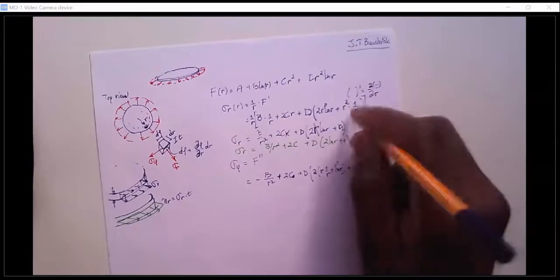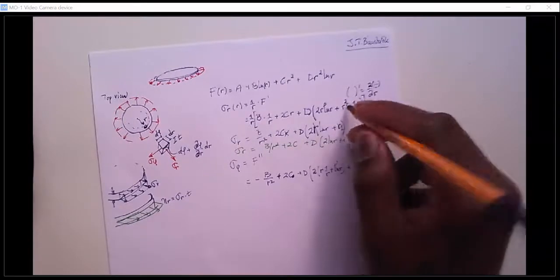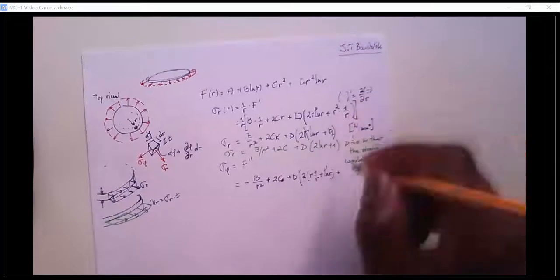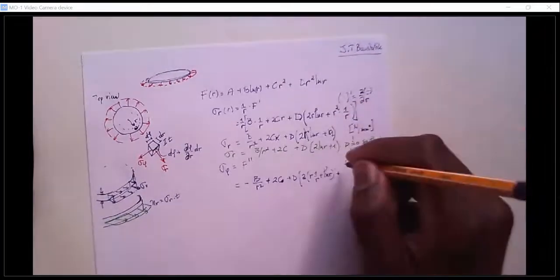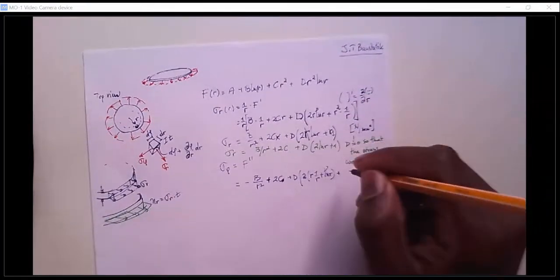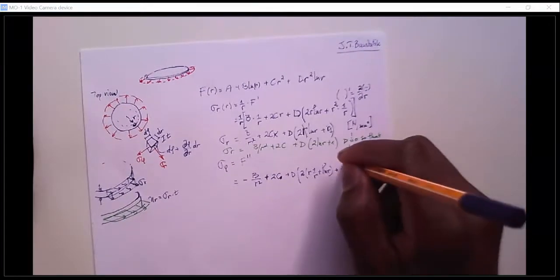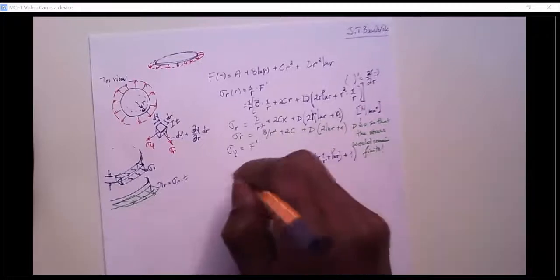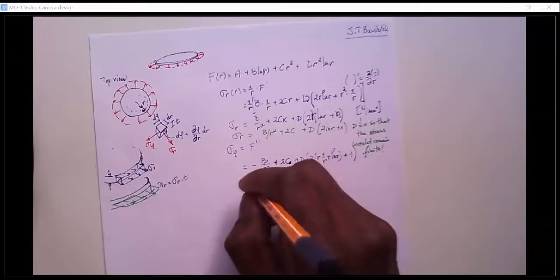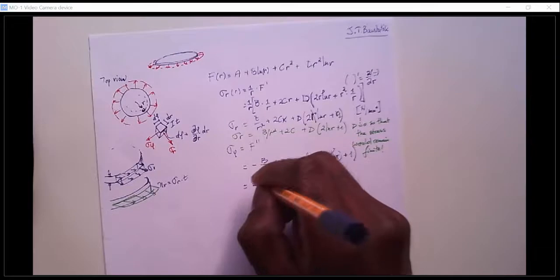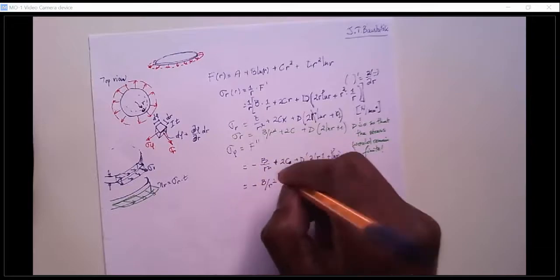And then this is just r. R squared divided by r is r, and r divided by r differentiated with respect to r is 1. So yep, we're done. You can just write it in a more presentable way.